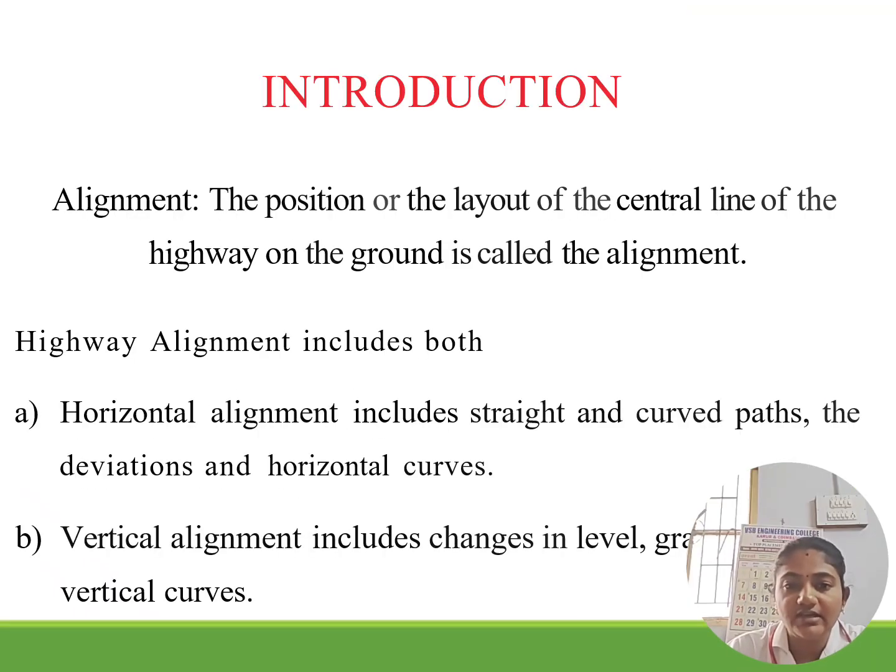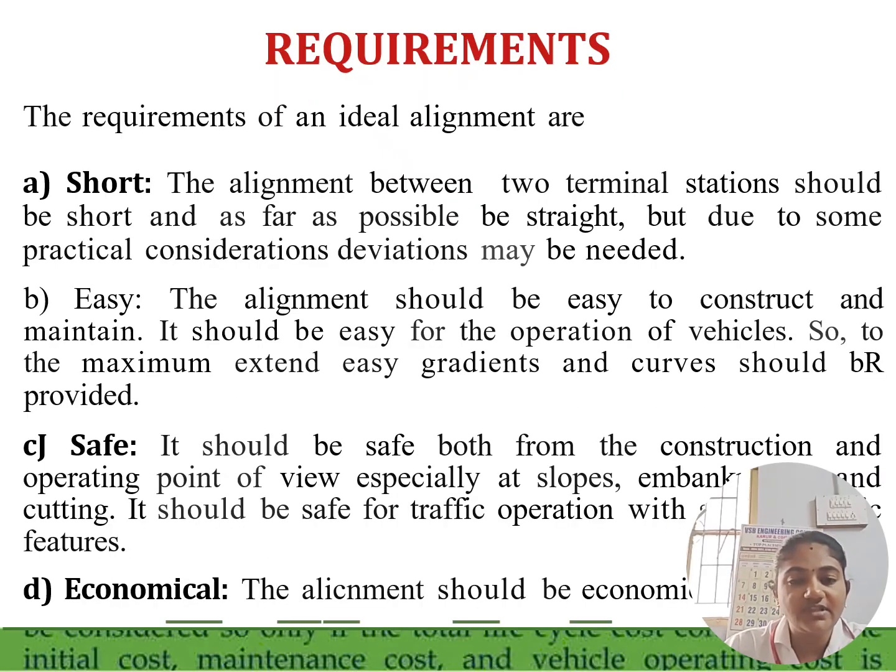Introduction to this unit. Basically, aligning the center line of the highway on the ground is called an alignment, which includes horizontal alignment as well as vertical alignment. Horizontal alignment is a straight and curved path, the deviations and horizontal curves. Vertical alignment includes changes in levels, gradients and vertical curves. The requirements for an ideal alignment are short, easy, safe and economical.